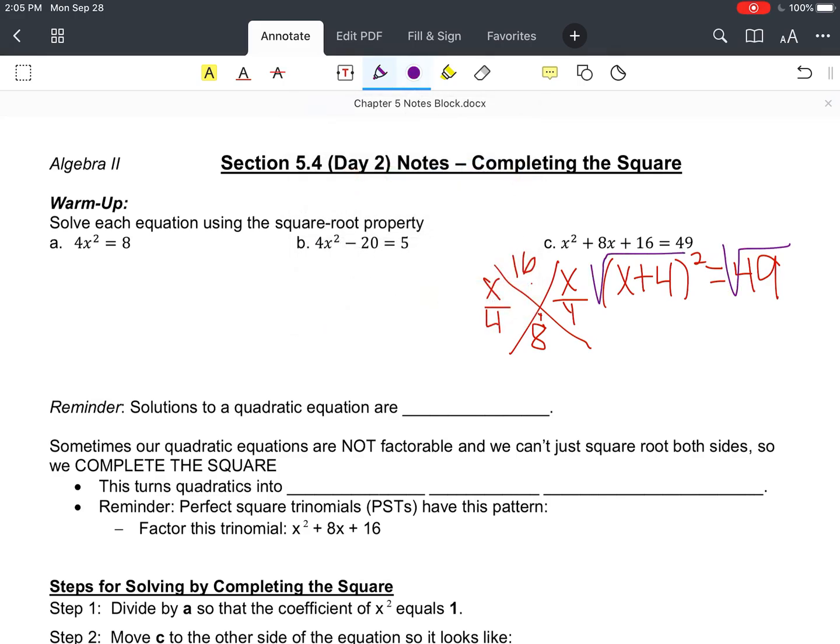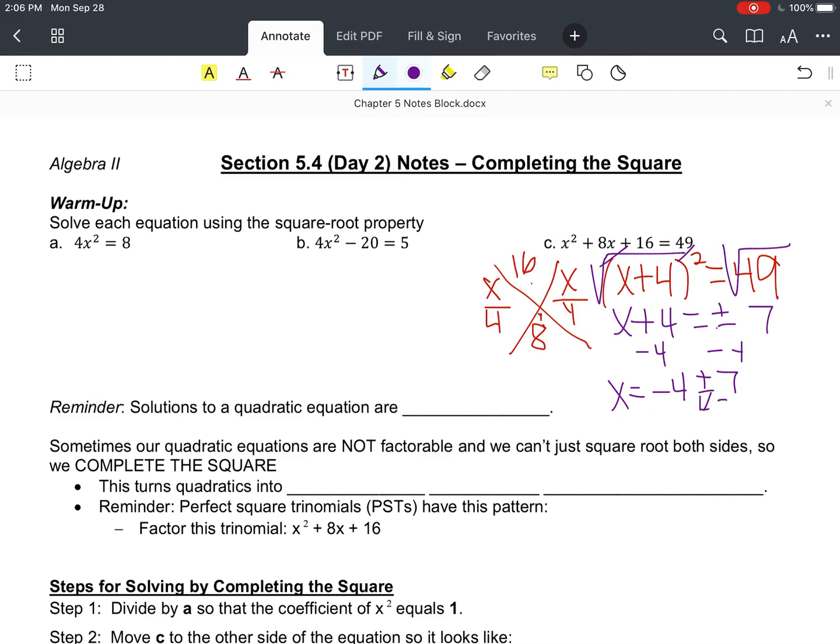And then again, now we have a square, so we have to undo it by square rooting. Square and the square root cancel. I'm left with x plus 4 equals plus or minus 7, the square root of 49. So to solve, I can subtract 4 from both sides. So x is equal to negative 4 plus or minus 7.